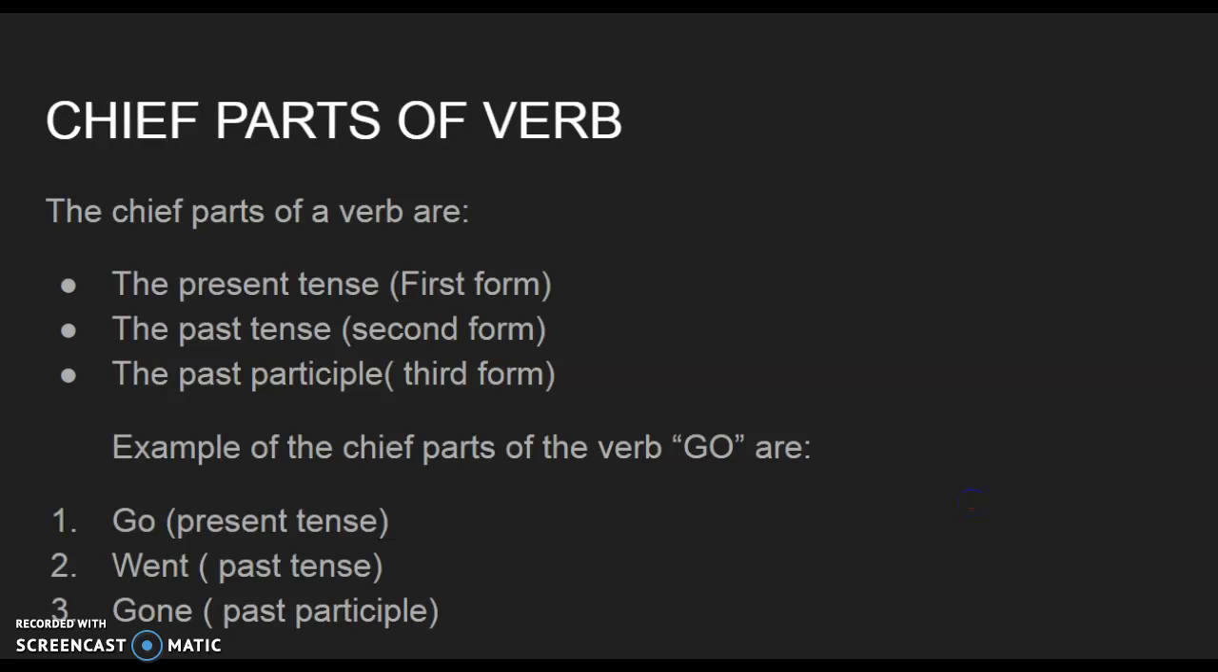We must know what are the chief parts of the verb. The chief parts are, the first form comes the present tense, the second is the past tense, and the third, the last is the past participle. So example of the chief parts of the verb go. For present tense it is go, for past tense it is went, and for the past participle it is gone.